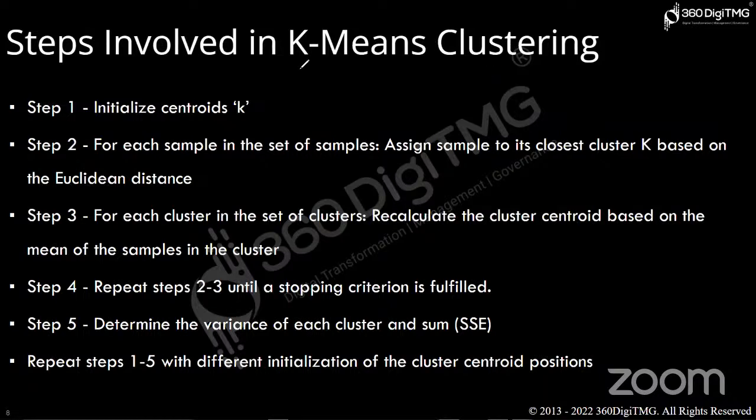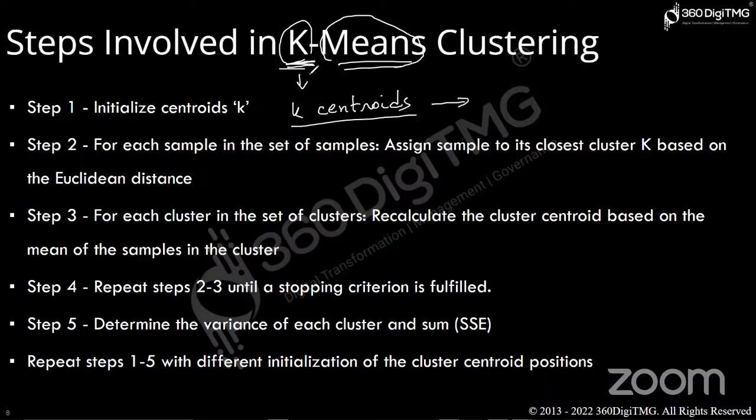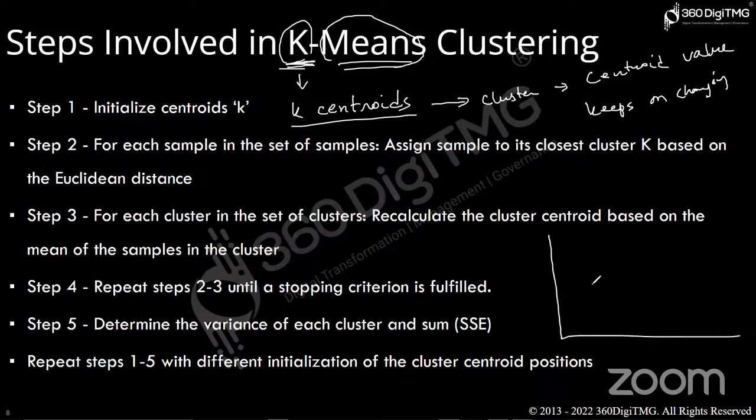So how does this name k-means come about? We call it k-means because we are having k centroids. We start off with k centroid points, and as we go on clustering, the centroid value keeps on changing. So we should initialize k centroids, and each time this k centroid changes.